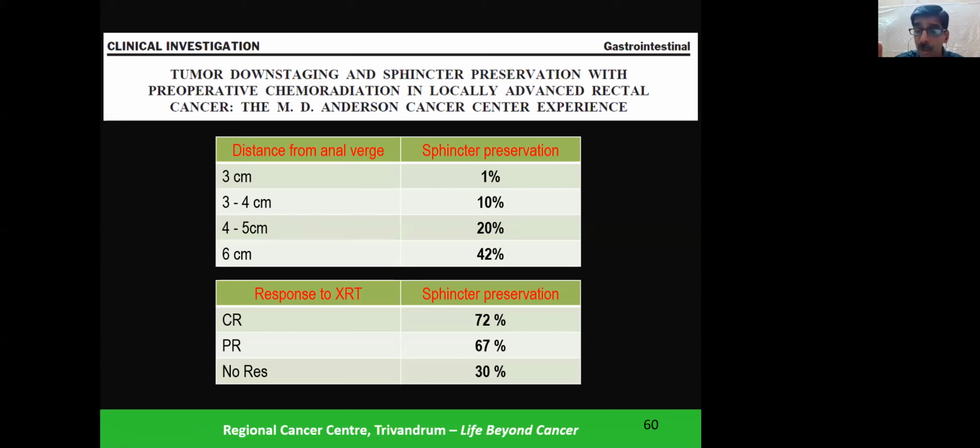In patients with lesions at 1, 2, 3 centimeters, irrespective of what the response to radiation is, sphincter preservation would be difficult unless you are going for an intersphincteric resection and a coloanal anastomosis. Otherwise, in patients with lesions at 5-6 centimeters, a significant number can be converted to sphincter-preserving surgeries by giving neoadjuvant radiation, with about a 20% increase in sphincter preservation.